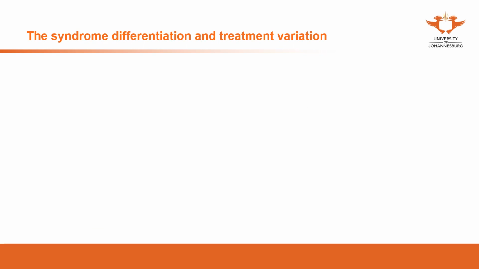Next, we're going to discuss syndrome differentiation and treatment variation. So syndrome differentiation, you still remember where it comes from? From the last of the four classics, 伤寒杂病论. So in 伤寒杂病论, the author, Zhang Zhongjing, gave us examples of how to apply the theories into clinical practice, using syndrome differentiation and treatment variation.